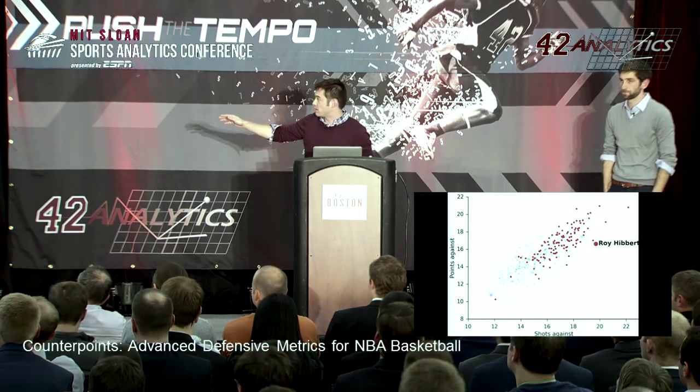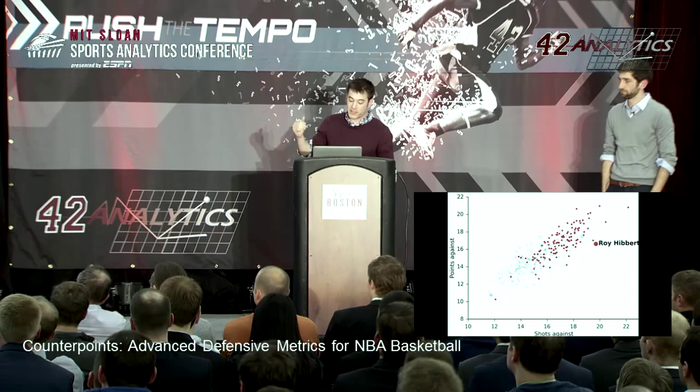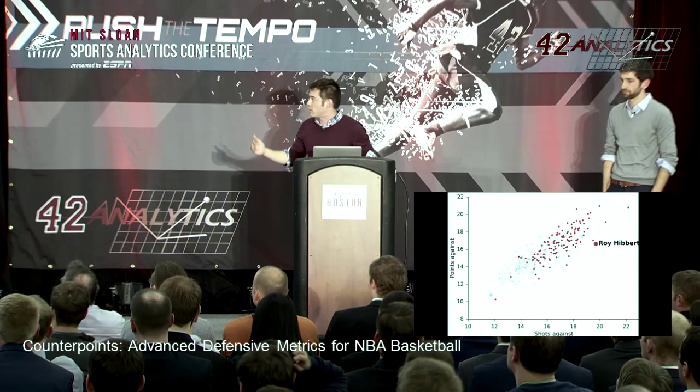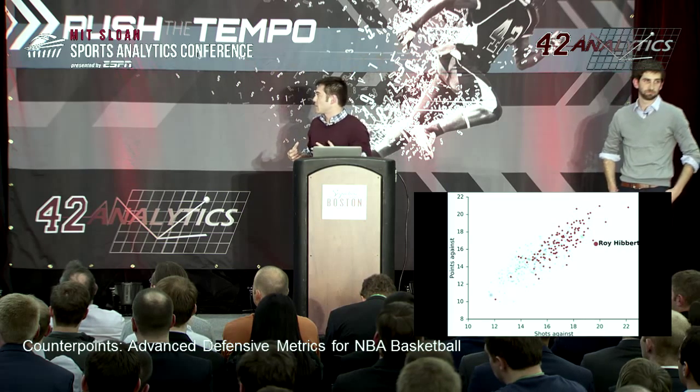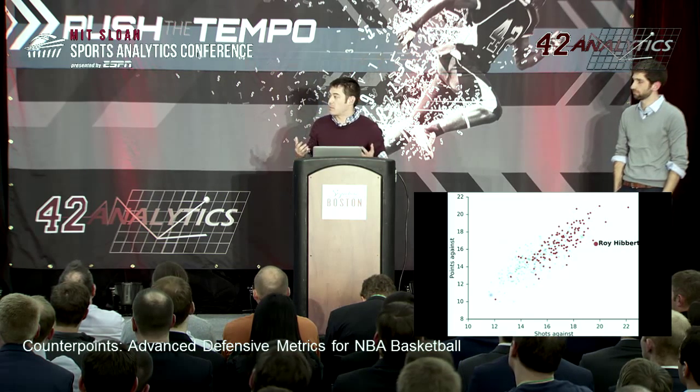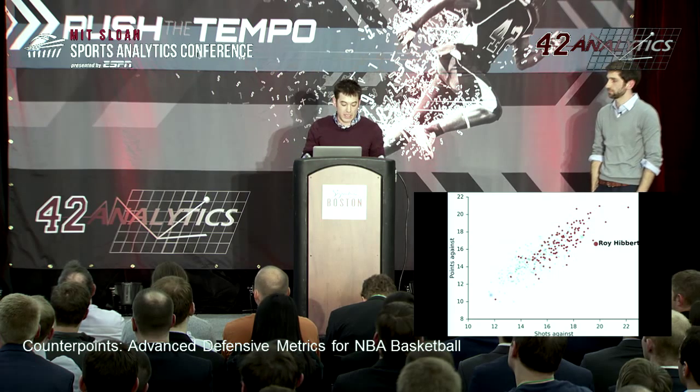And adding in big men, we see Roy Hibbert faces about 19.7 shots, notably the fourth most in this shots against metric, but only allows about 16.6 counterpoints, in the middle of the pack, which is actually an interesting comparison. It's getting to the fact that his disruptive ability is quite good.